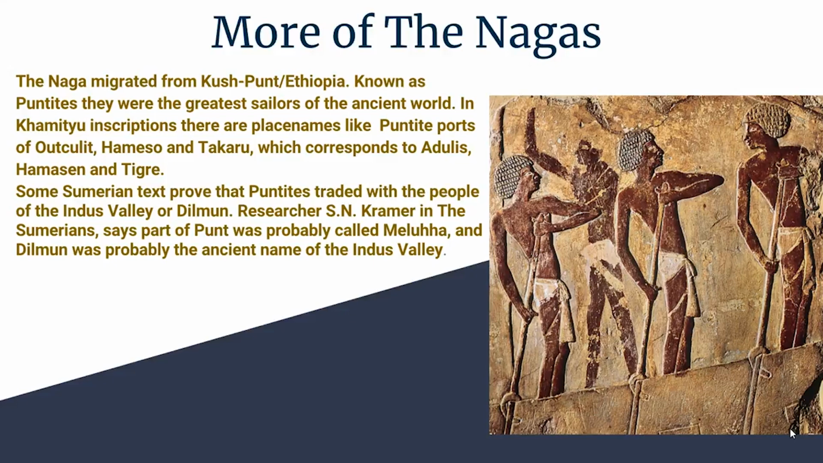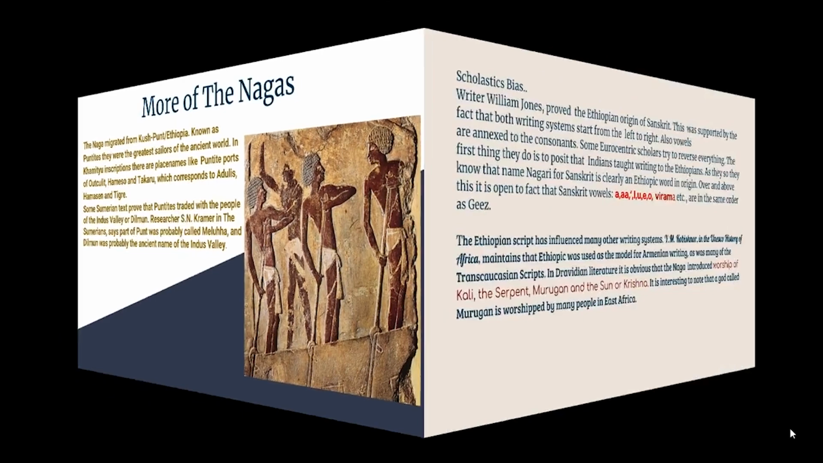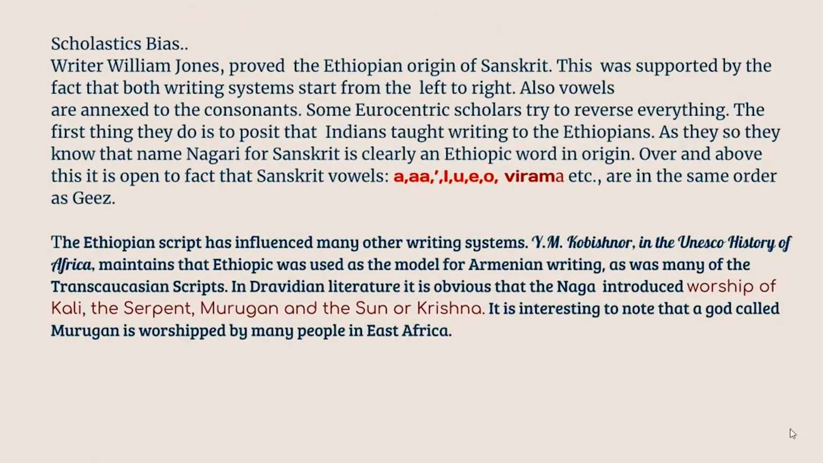Now, scholastic bias has always distorted our understanding and our knowledge. Writer William Jones has proved beyond reasonable doubt that the Ethiopian origin of Sanskrit is provable. This was supported by the fact that both writings start from left to right. Also, vowels are annexed to the consonants. Some Eurocentric scholars try to revise everything. The first thing they do is to posit a false fact, a blind, that Indians taught writing to the Ethiopians. As they do so, they know clearly that the name Nagari for Sanskrit is clearly an Ethiopic word in origin.